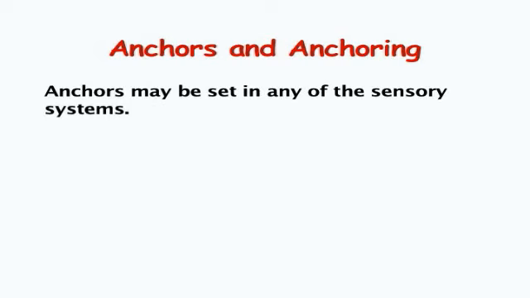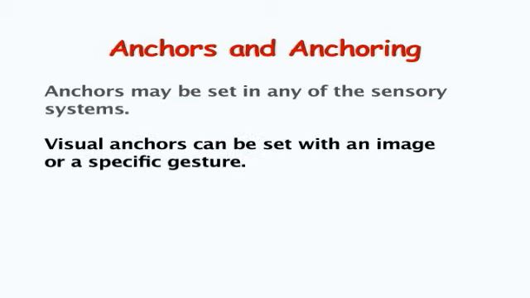A visual anchor is set with an image or gesture. In the United States, politicians like to speak in front of the American flag. In this case, the flag is the equivalent of the meat powder, and the politician is the equivalent of the tuning fork. The politician wants the audience to respond to him or her the same way they respond to the flag.